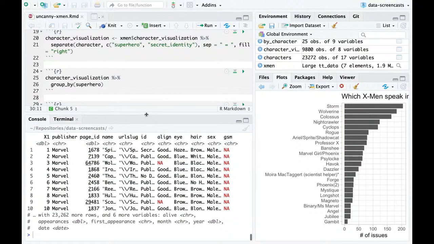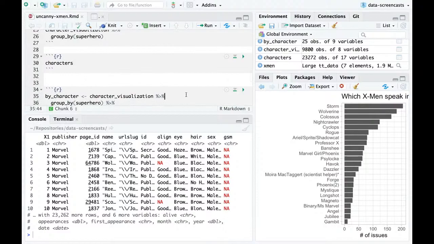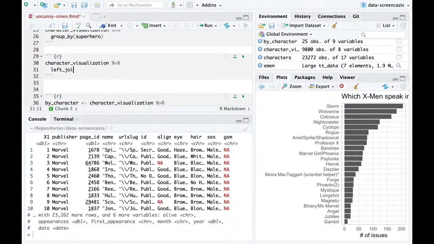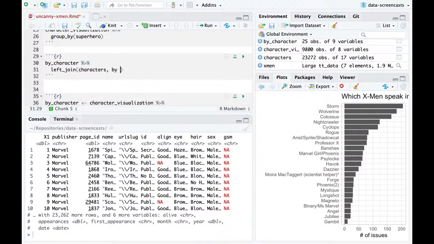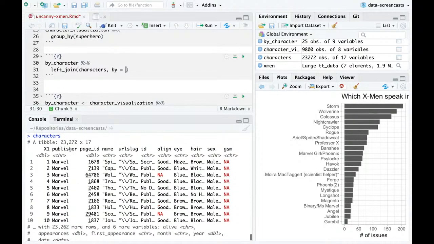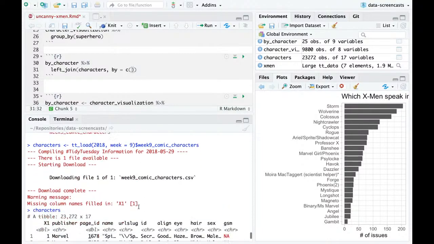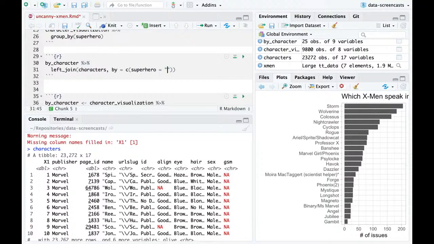All right, and then we get to say things like, okay, why do I do that? Because I might want to join, for example, by sets. I'm going to actually do by character left join characters. And what was the name of the? Where do I have the ID? I'm going to say by superhero equals name.